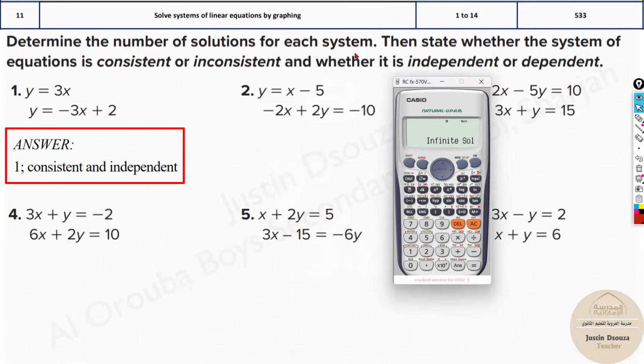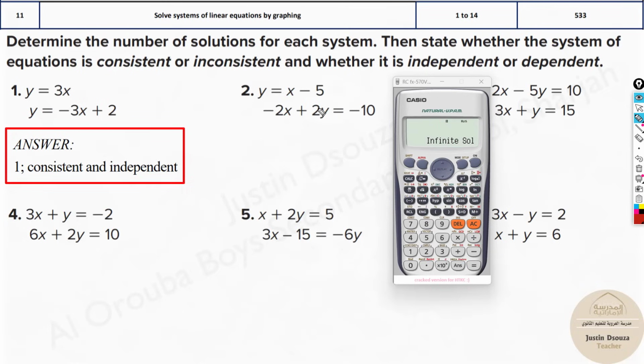Now here we are getting infinite solutions. If you have the latest model of your calculator, then yes, you will get this. But otherwise, what's going to happen is you will get a math error. In this case, you need to simplify this because the majority of you might just get a math error. And what you need to do is solve this by hand. How would you solve this?